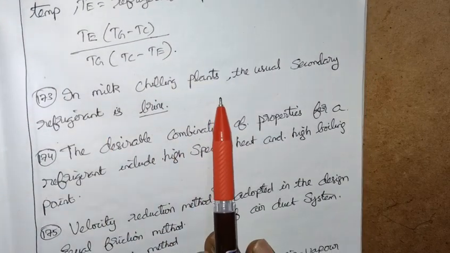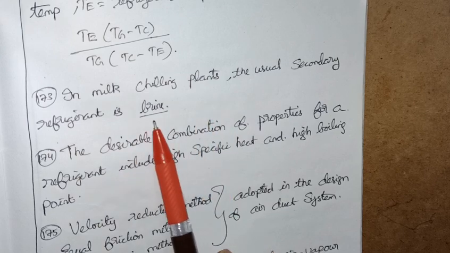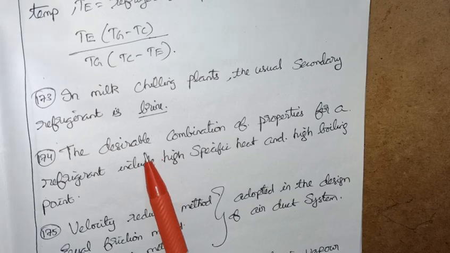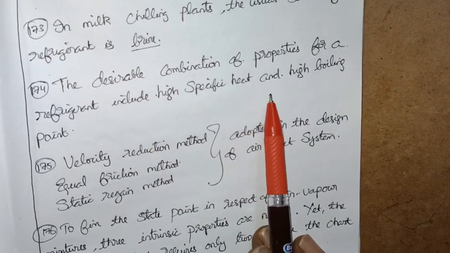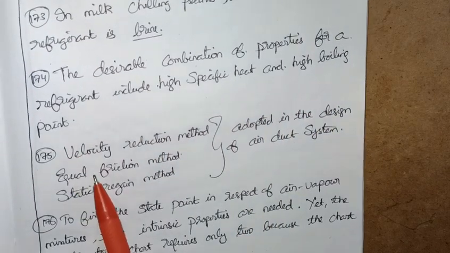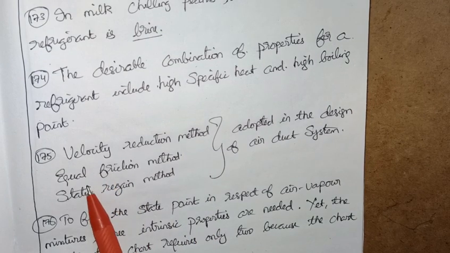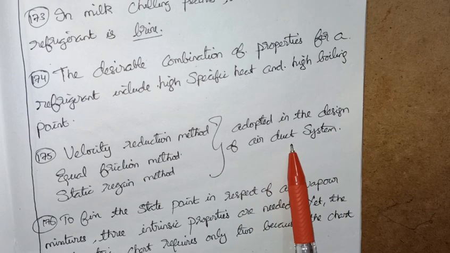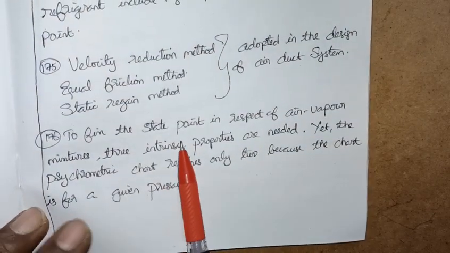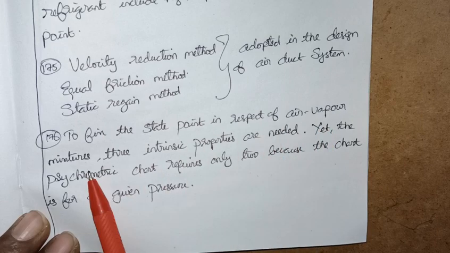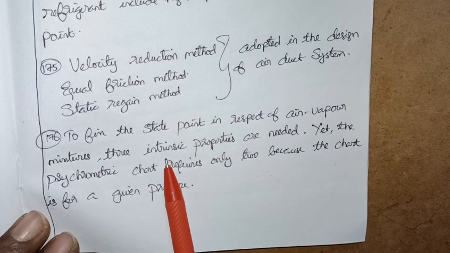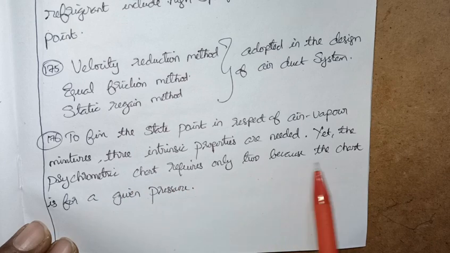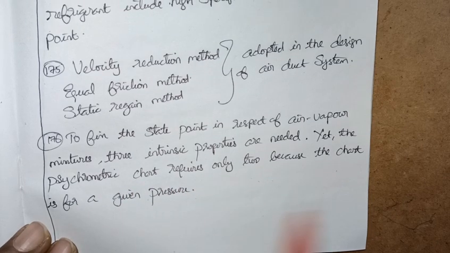In milk chilling plants, the usual secondary refrigerant is brine. The desirable combination of properties for a refrigerant include high specific heat and high boiling point. Velocity reduction method, equal friction method, static regain method are adopted in the design of air duct system. To fix the state point in respect of air vapor mixtures, three intrinsic properties are needed. Yet the psychrometric chart requires only two because the chart is for a given pressure.